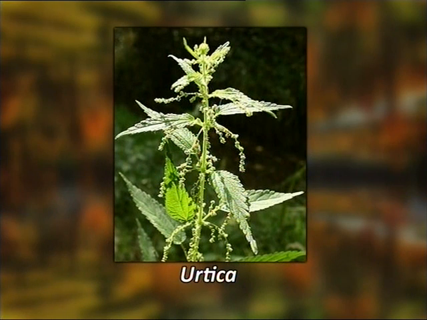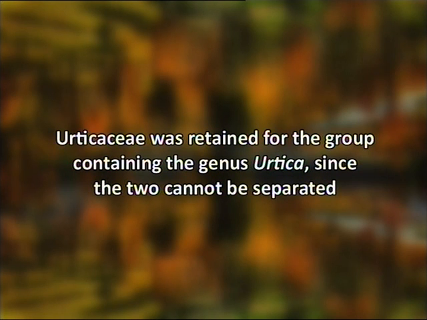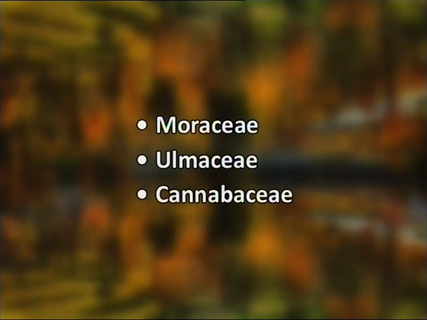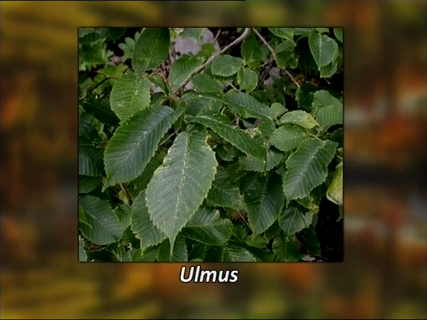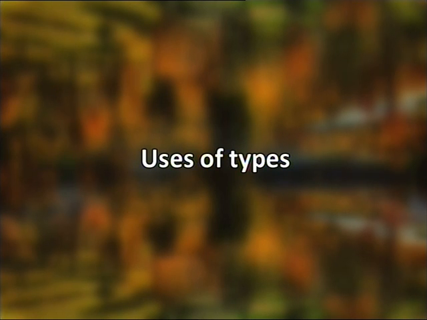For example, the family Urticaceae has Urtica as its type genus. When this original Urticaceae family was split into a number of smaller natural families, the name Urticaceae was retained for the group containing the genus Urtica, since the two cannot be separated. The other split-off groups with family rank got the names Moraceae, Ulmaceae and Cannabinaceae, with the type genera Morus, Ulmus and Cannabis respectively. Now we highlight some uses of types.